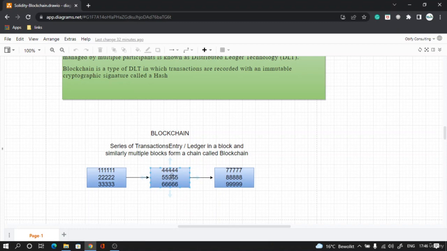Similarly, the subsequent transactions will be added to this particular block until it is full and then another block will be added. So this series of blocks, where each block contains transactions and the blocks are connected to each other, is called a blockchain. That's why you say blockchain. It's a series of transaction entries or ledger in a block, and multiple blocks form a chain, and that's called blockchain.